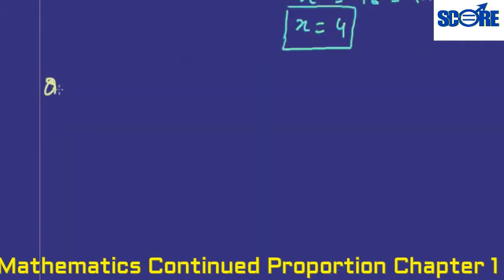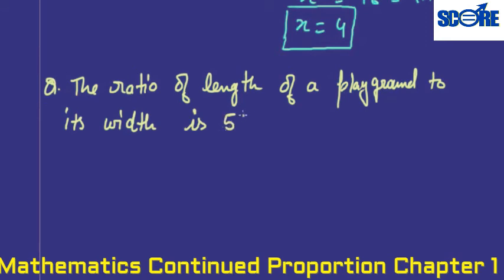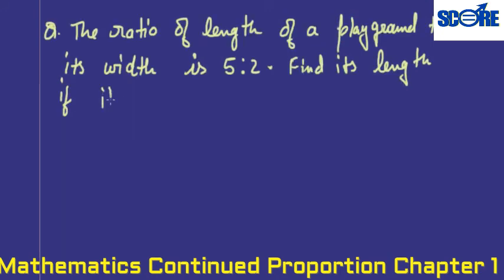Let us see some word problems based on ratio. The ratio of length of a playground to its width is 5:2. Then find its length, if its width is 20 meter.